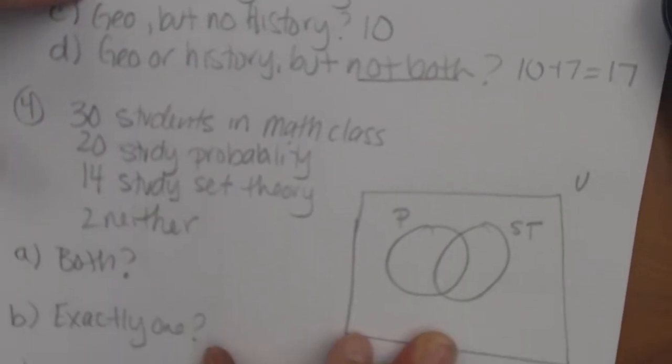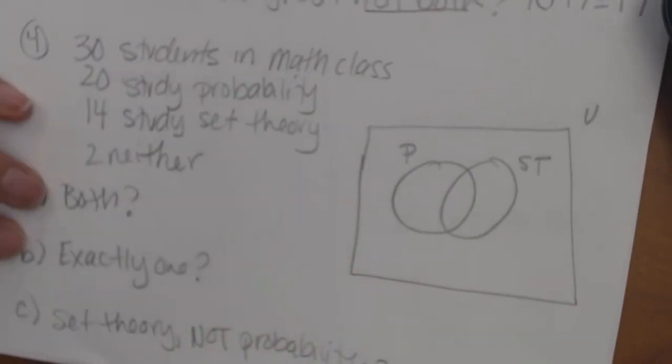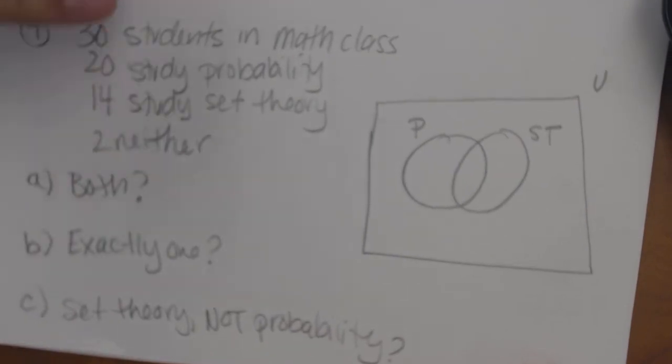On to number 4. Number 4, we're talking about math students in a class. We have 30 math students in the class. 20 study probability, 14 study set theory, 2 study neither.